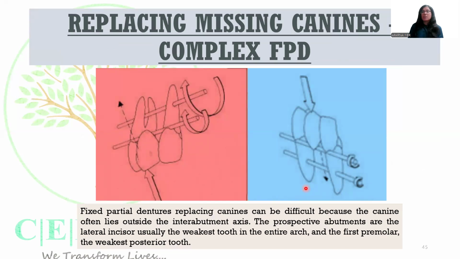Now, any FPD which replaces a missing canine is considered to be complex. In the maxilla, the canine tends to lie outside the interabutment axis line, which will increase the torsional load acting on the abutment teeth. The FPD is more favorable in the mandible. So if a patient comes with a missing maxillary canine, it is better to suggest an implant rather than an FPD prosthesis.